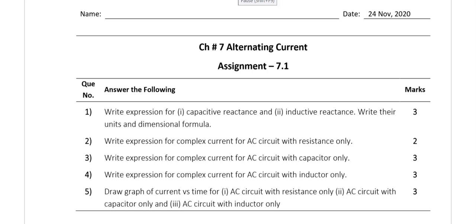Hello students, this is the third video for assignment 7.1. In the first one, we had questions 1 and 2 explained. In the second video, we saw how to arrive at the expression for current in an AC circuit with capacitor only.